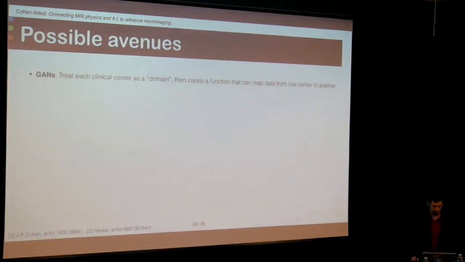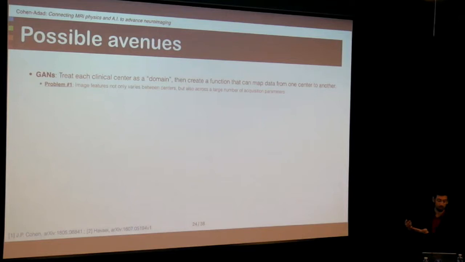There are generative adversarial networks, or GANs, where the idea is to treat each clinical center as a domain, and then create a functional map that can basically represent all those centers into a synthetic space. One problem is that image features not only vary between centers, but also across a large number of acquisition parameters. So we cannot basically say that Australia will be treated as one domain, because within Australia, they could use a T1 weighted sequence or T2 weighted or T2 star, and all those images would be different.